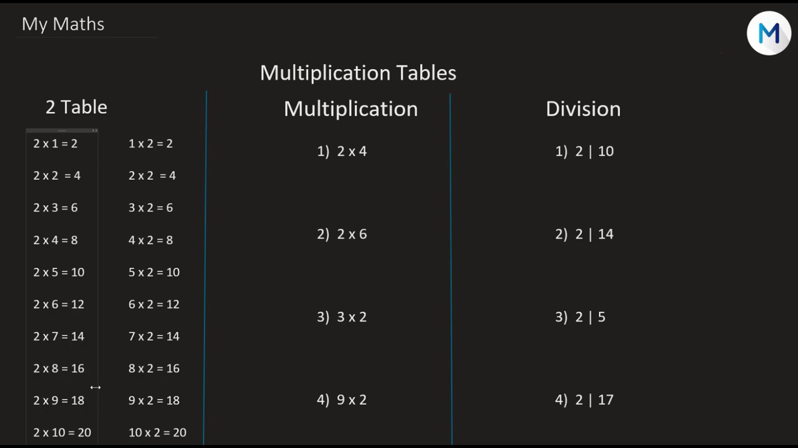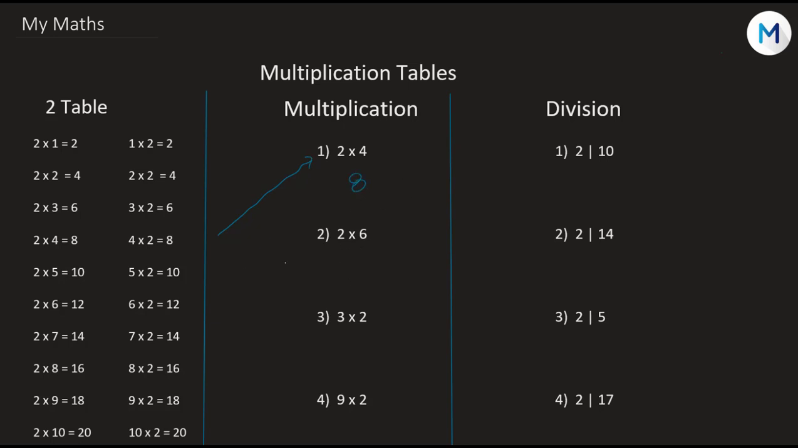Because of the multiplication property, whether we take 2 times 6 or 6 times 2, the answer will remain the same. So by observing this, we are going to solve the multiplication table now. Here we are going to take 2 times 4. By observing this, we can see that 2 times 4 is 8.